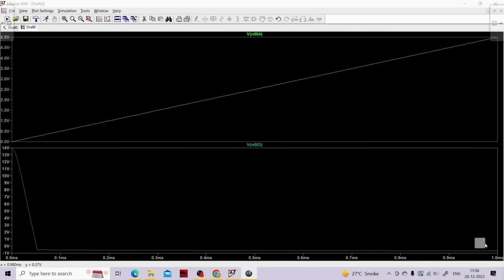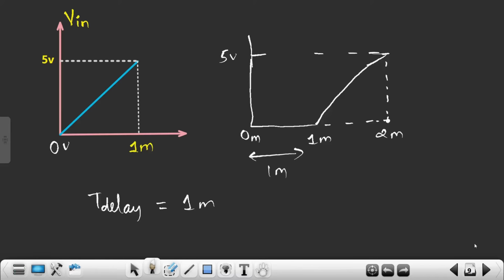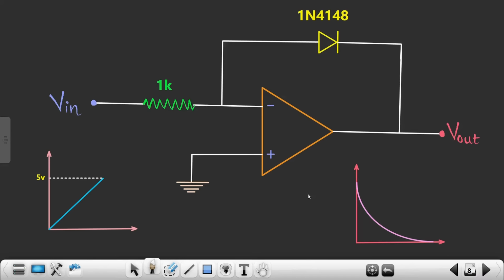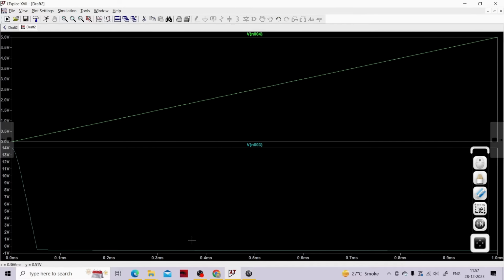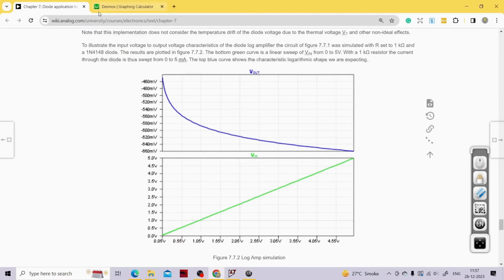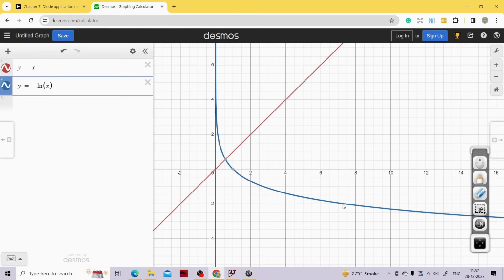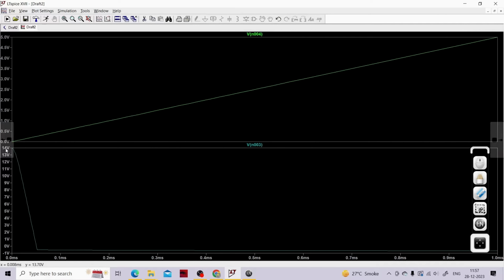We were expecting this kind of curve at the output side. Also, when we plotted this particular waveform onto that graphing calculator, we were supposed to get this kind of curve, right? But we are not getting this kind of curve. So what can be the reason behind that?